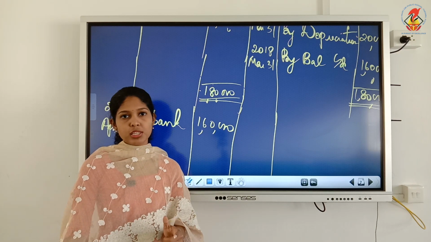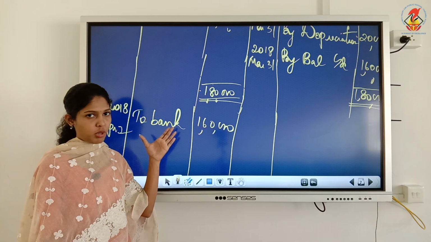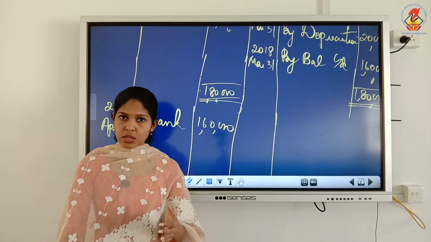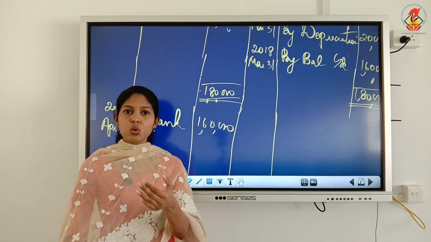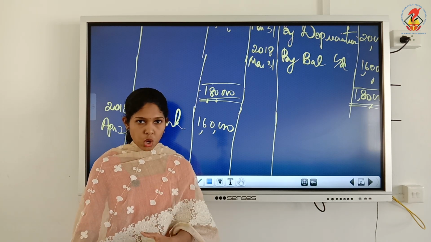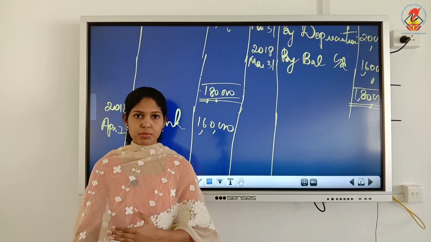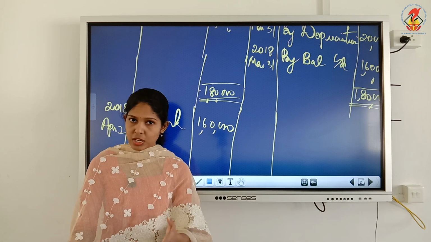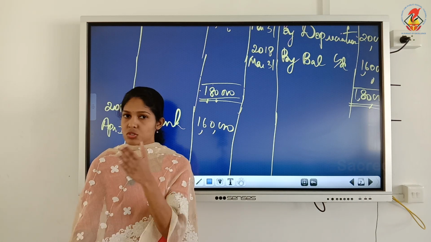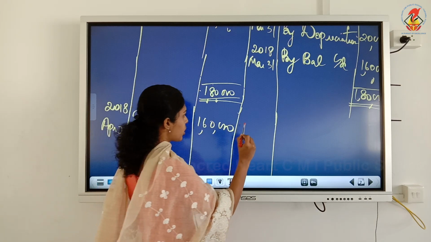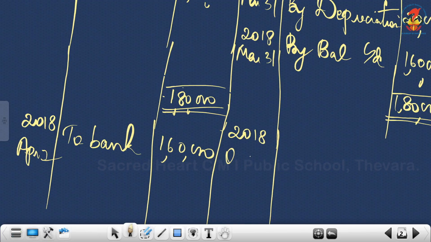Before you record the sale value, because we are going to sell this machinery now, before you sell the machinery you have to charge depreciation on that. Usually we charge depreciation only at the end of the year, but in this question, since we are selling it on 1st October, during the year, we have to charge depreciation on 1st October, because that machinery will not be there till 31st March. So on the date of sale, before you write the sale value, you have to charge depreciation on that. So the depreciation date will be 1st October 2018.